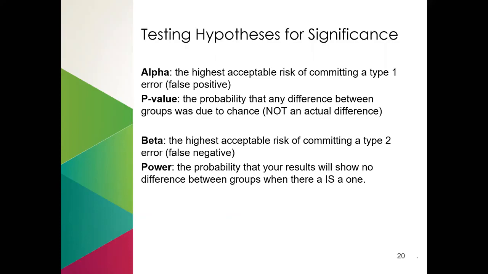And your power is how likely your study will detect a true difference. It depends on your sample size, the actual difference in outcome between the groups, and the alpha level you choose. And then your power is equal to 1 minus beta. So standard is 80 to 90% or 0.8 to 0.9. And usually researchers will decide their beta and then calculate what sample size they need to reach that power before they start the study.